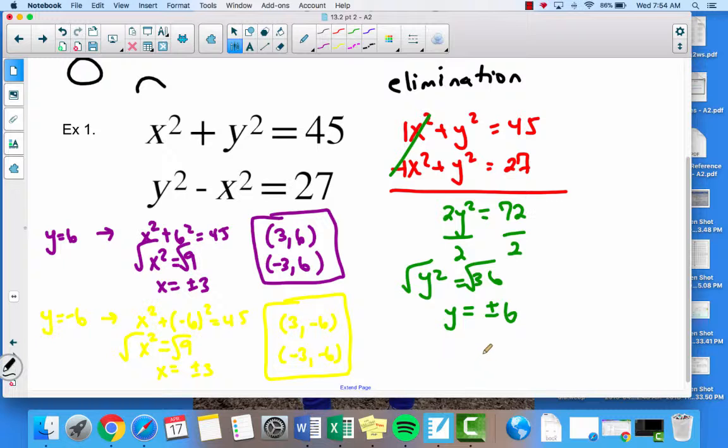And you could always go to Desmos and graph this, or graph it by hand, especially since these are pretty basic equations, and you could see that they should cross at these 4 points. If you have any questions about the elimination process, let me know. But that's pretty much it in this section.